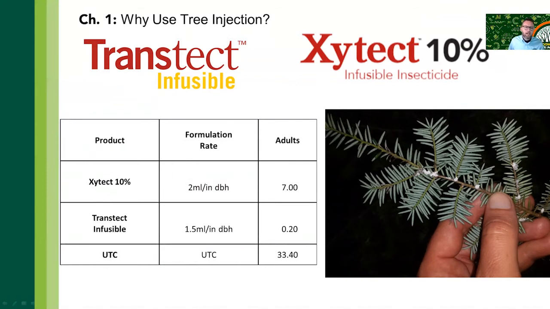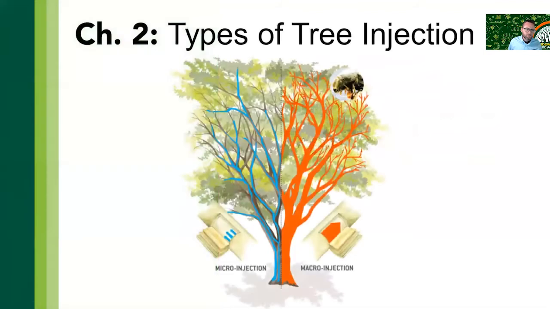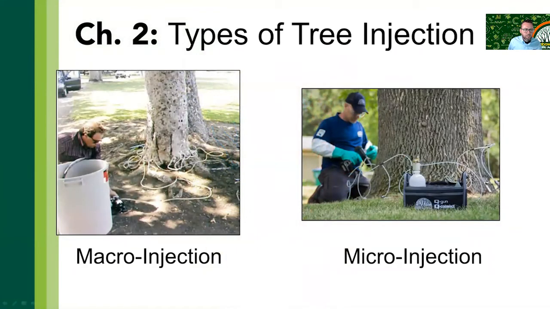The next thing we want to talk about, going now into chapter 2 of our best management practices. Chapter 1 is, again, why would we use trunk injection? I think we made a pretty good case for why we would use it. Now chapter 2 looks at different types of tree injection. There are 2 main types of tree injection that we talk about: micro tree injection and macro tree injection. The big difference here is the application method. This is an example of what these would look like, a macro on the left versus a micro on the right.